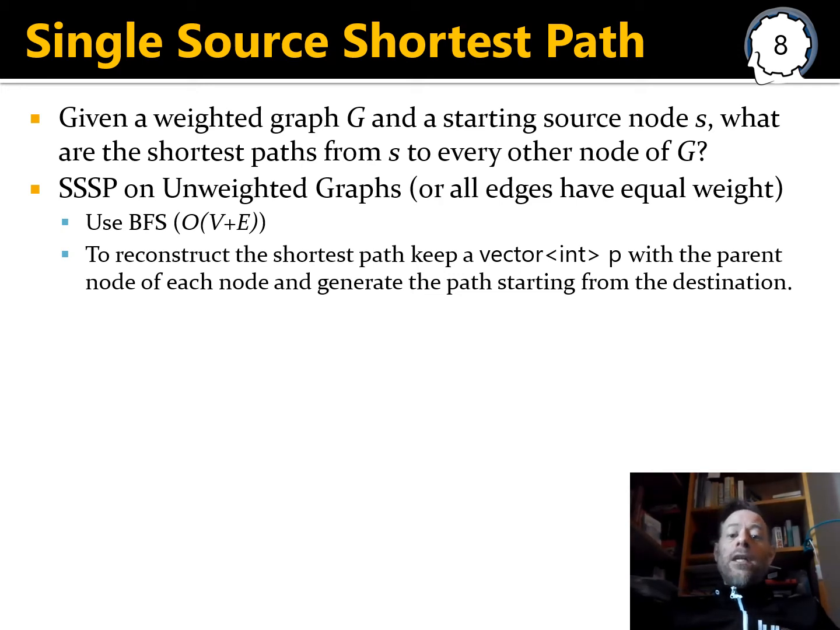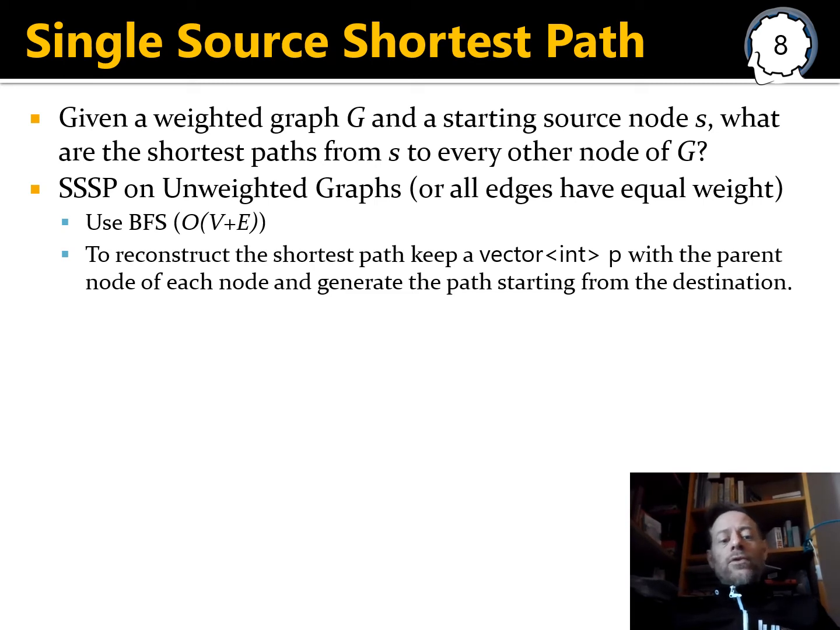If we have an unweighted graph, which is the same as saying that all the edges have equal weight, then the best way of doing this is to use breadth first search, because then you keep track of the distance from the start node to every other node, and for each layer that you add, you increase this by 1.